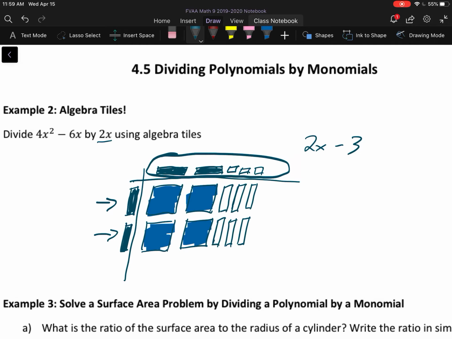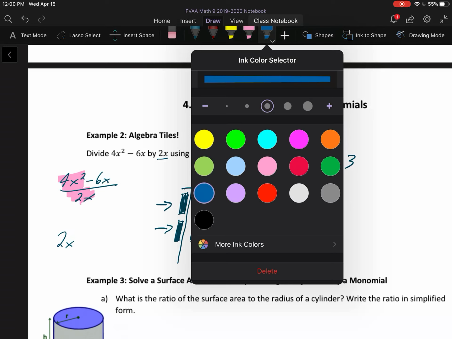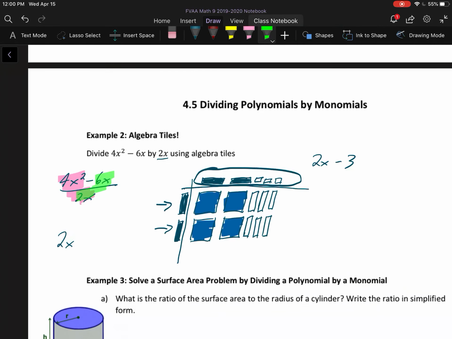If you were to do this algebraically, if I were to just quickly set this up, 4x squared minus 6x divided by 2x: 4x squared divided by 2x is 2x, and then minus 6x divided by 2x, so 6 divided by 2 is 3, and x divided by x cancels out. I get the same answer as I got with my algebra tiles.